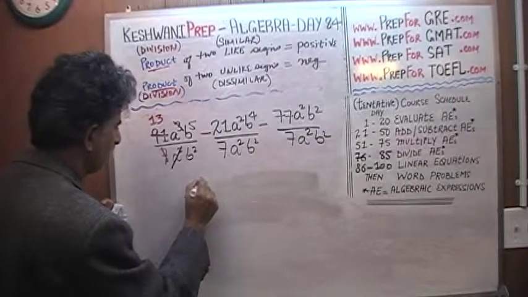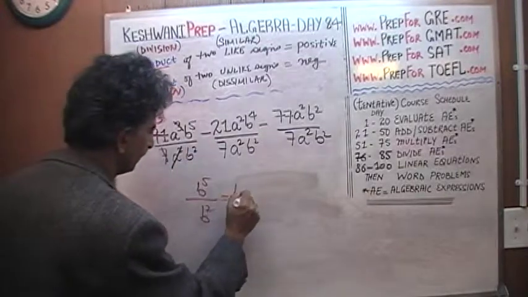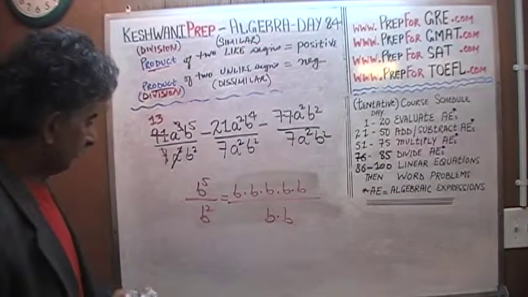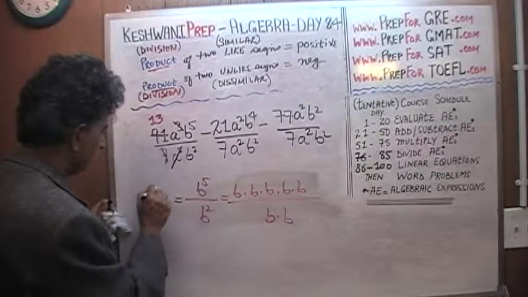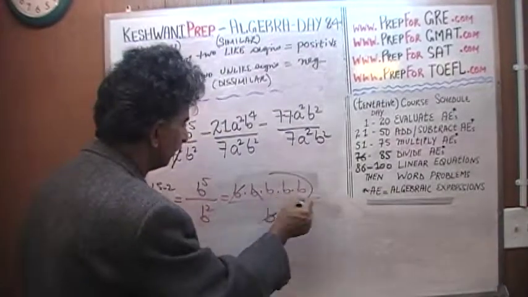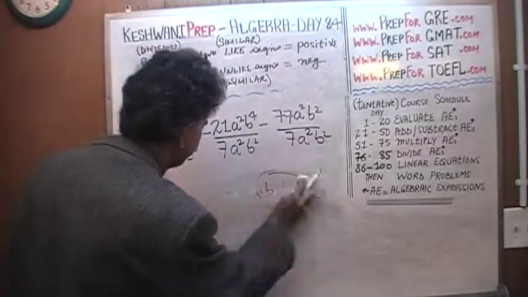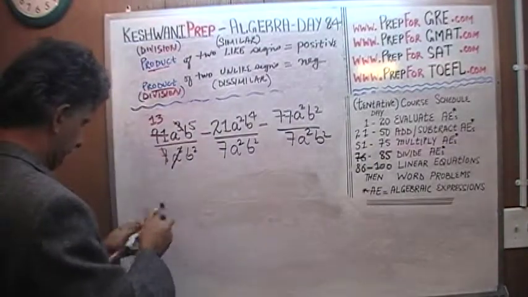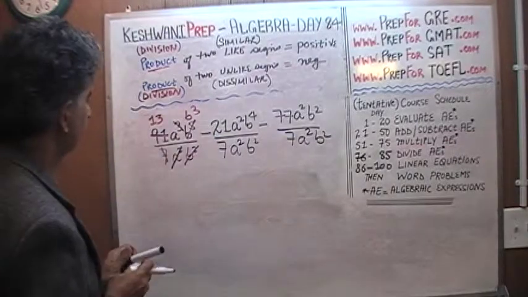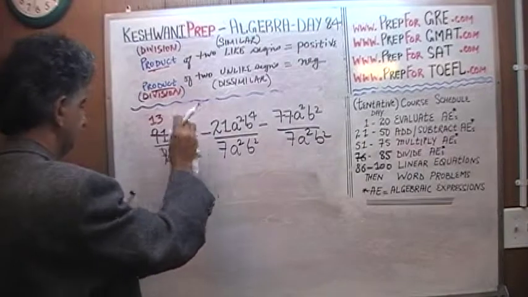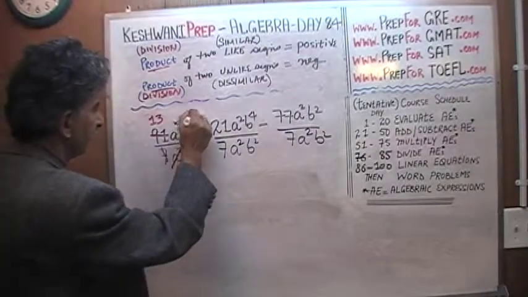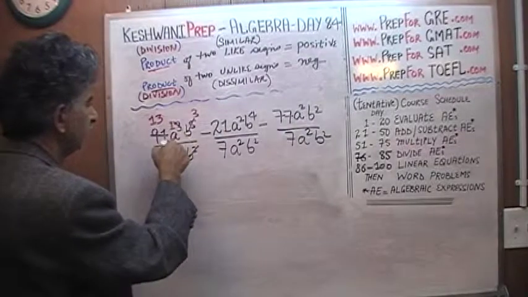Then we have b to the fifth over b squared, which is b times b times b times b times b over b squared, which means we simply subtract these exponents. This is the same as b raised to 5 minus 2, which is b cubed. The b squared cancels out, and it's just b cubed. When you divide b to the fifth by b squared, the fifth power becomes the third power. So here is a raised to the first power and b raised to the third power.